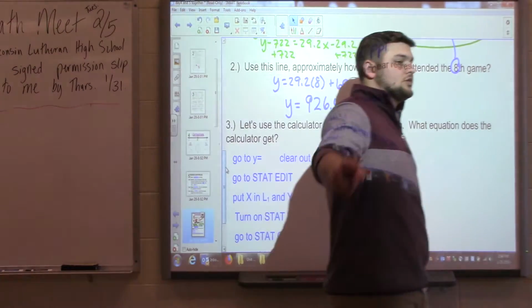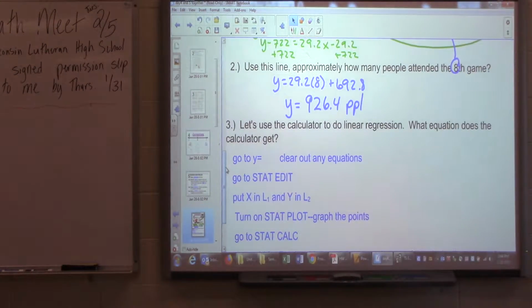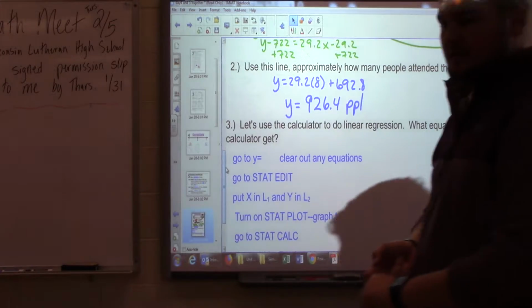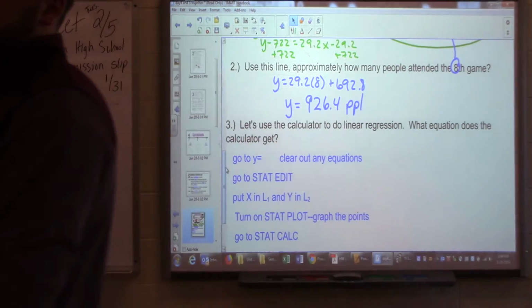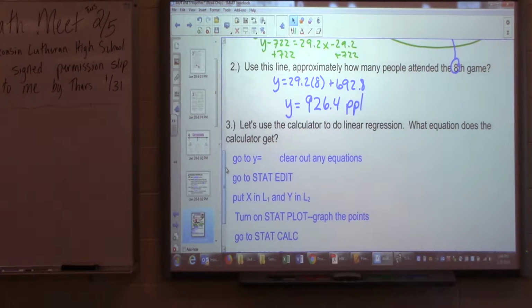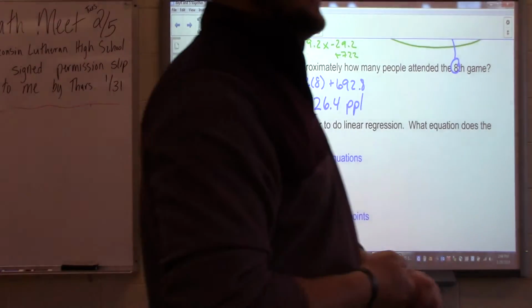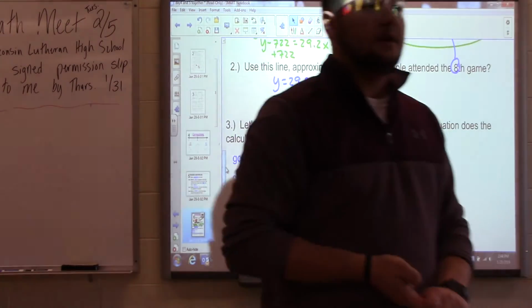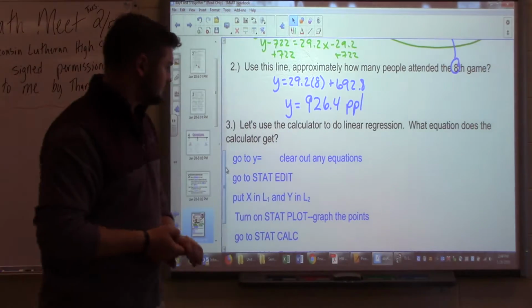Okay, so 1 and 2 we're doing line of best fit. That's by hand. Whenever I say find the line of best fit or the best fitting line, that's doing it by hand on your graph. 3 is going to be asking for a linear regression. Linear regression is going to be the calculator's line of best fit. So now you're going to break your calculator out, and we're going to do it on our calculator.